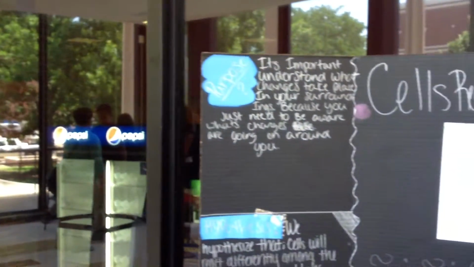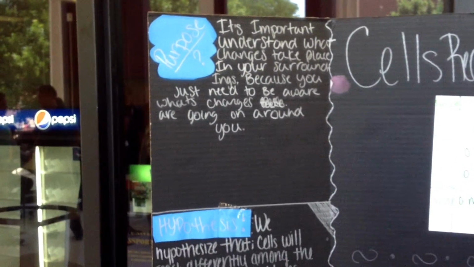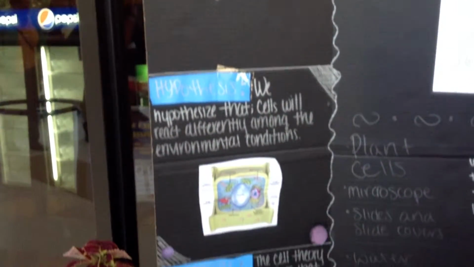The cell theory explains that a living organism contains one or more cells, and the cell is the basic structure of an organism. Robert Hooke was the first person to observe cells, in 1665.